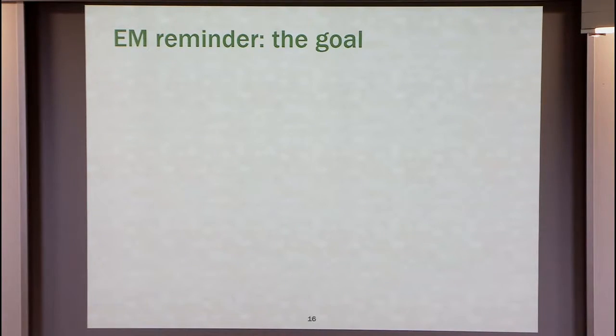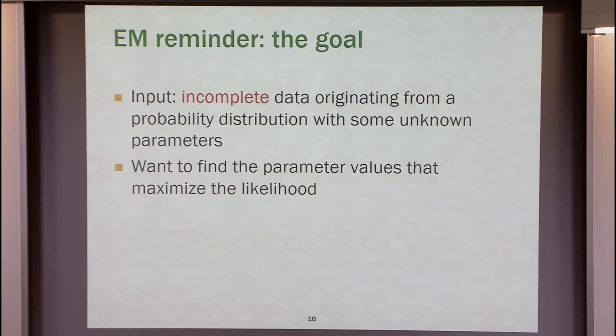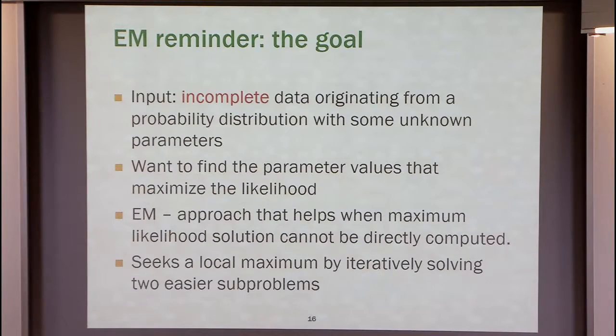So just a short reminder of EM. I'm not going to prove anything about it. In EM, we are given as input incomplete data originating from a probability distribution, and we have some known parameters. We want to learn these parameters in a way that maximizes the likelihood. EM helps us find the parameters that maximize the likelihood, but it does so by finding a local maximum, not necessarily the global maximum.